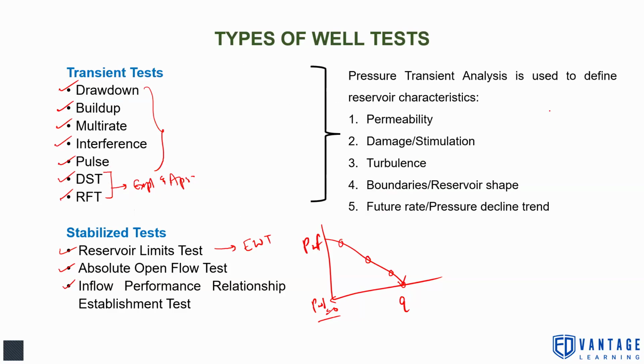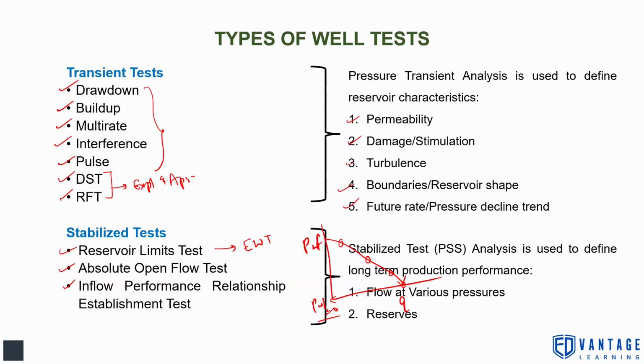So PTA is used to define reservoir characteristics like perm, damage or stimulation, turbulence in the tubing, inertial and viscous effects, boundaries or reservoir shape, future rate or pressure decline trend. And stabilized sets will give us flow at various pressures and reserves. They give a better estimate of reserves.